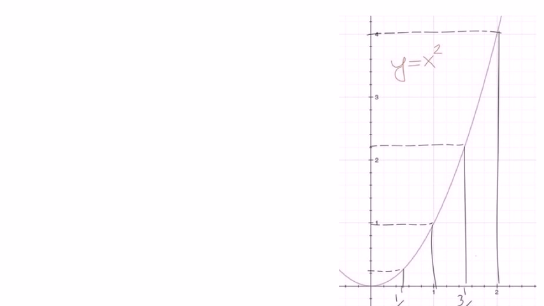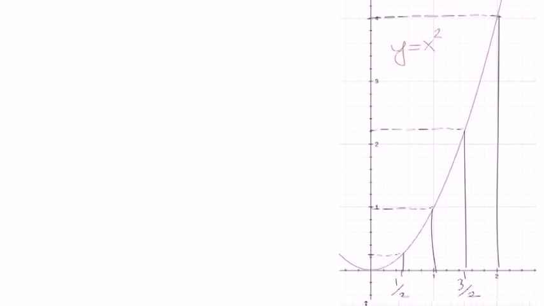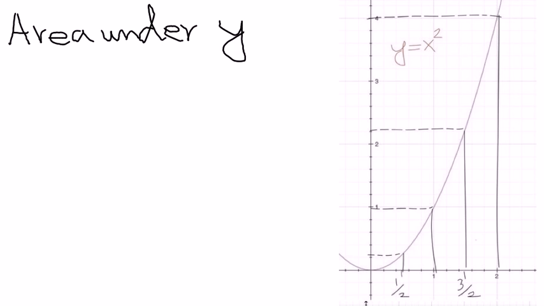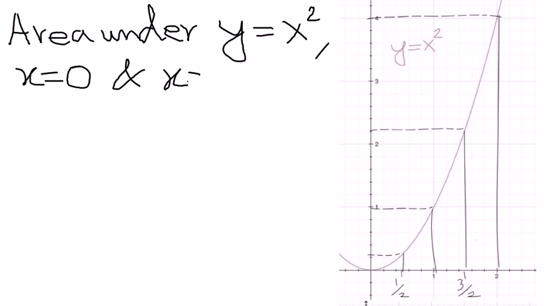Here is a graph of y equals x squared. So we want to find the area under y equals x squared between x equals 0 and x equals 2.